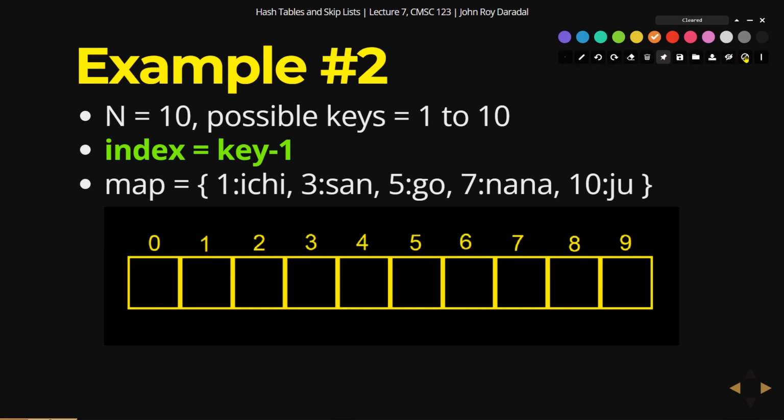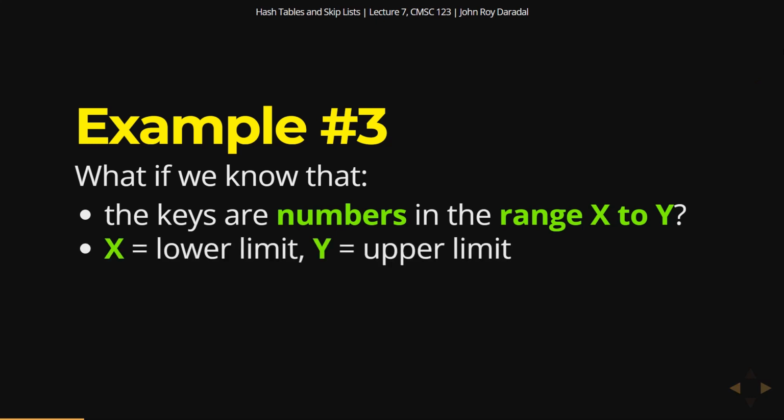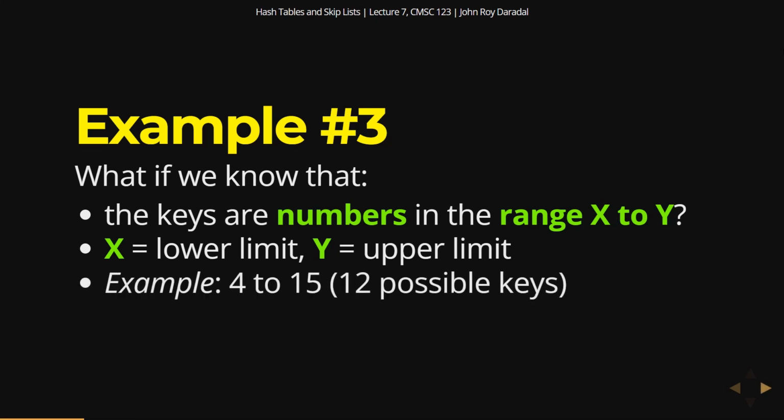Now next, what if it's not 0 to n minus 1 or 1 to n? What if the numbers are in the range x to y for some numbers x and y, wherein x is the lower limit and y is the upper limit? Okay, so for example, we know that the keys are from 4 to 15. So there are 12 possible keys. So what will we do now? What would be the size of our array?